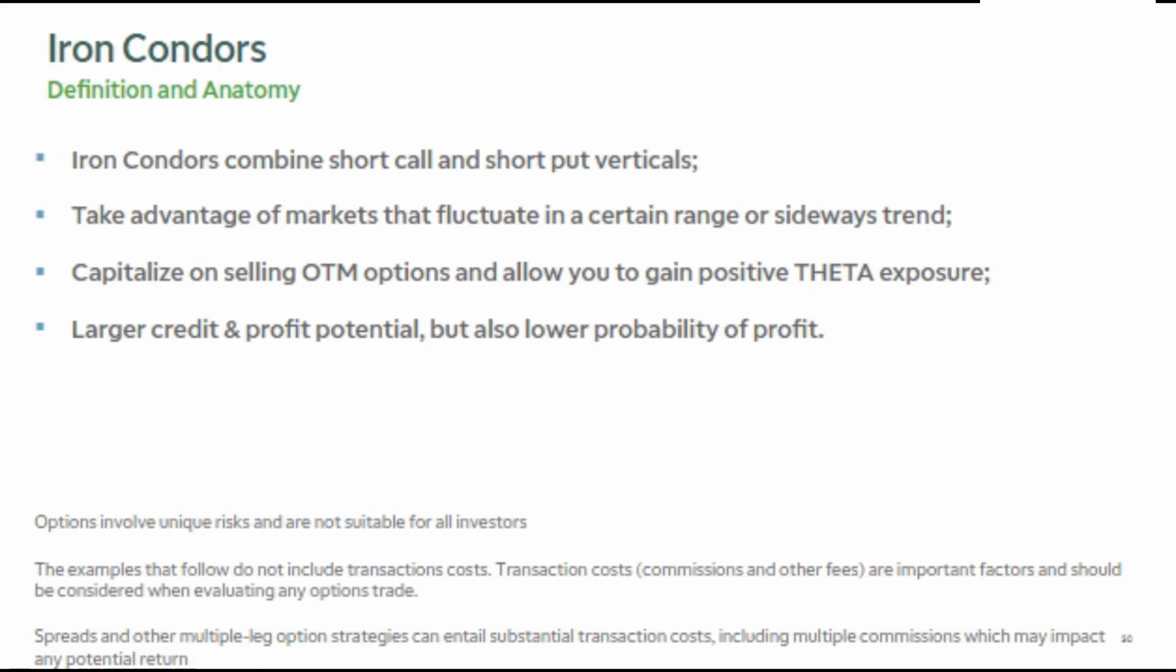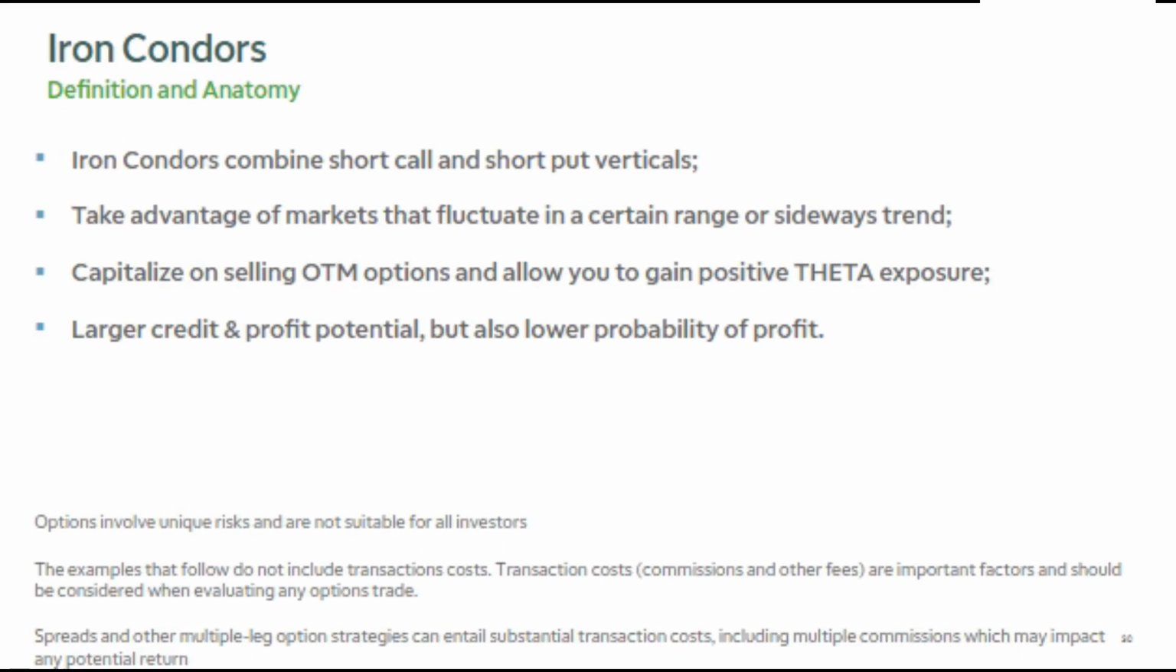An iron condor is just a put vertical and a call vertical combined. It's both of them. You take advantage of markets that are just fluctuating in a range, and you receive significantly more premium for basically the same amount of risk. Probability is significantly less, though. There's always a trade-off. So you're going to get more premium with iron condors, but less probability of success. We'll talk about why.